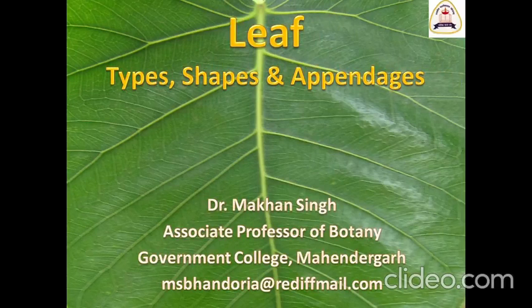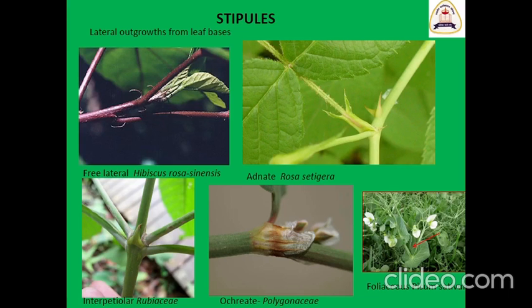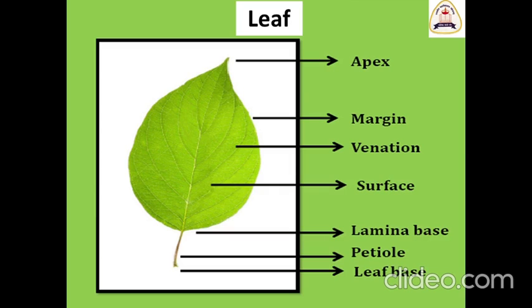In this lecture, we will discuss the leaf, its types, shapes and appendages. The leaf is a green, lateral and flattened structure generally present at the nodes of the stem. The primary functions of the leaf are photosynthesis, gaseous exchange and transpiration. A typical leaf consists of three main parts.